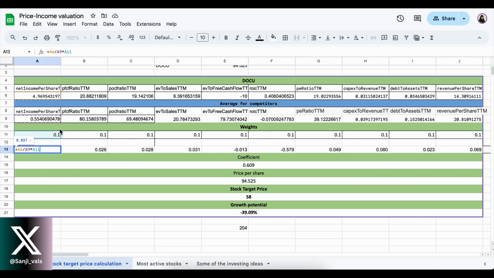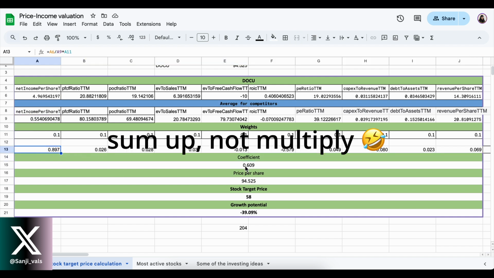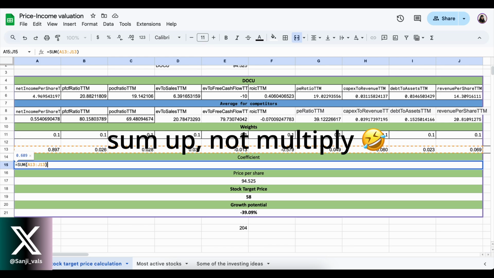Then there is a simple formula. I divide the company's ratio by the average ratio and multiply it by the weight. And I get this coefficient. Then I add up all of those coefficients to get the sum of coefficients.